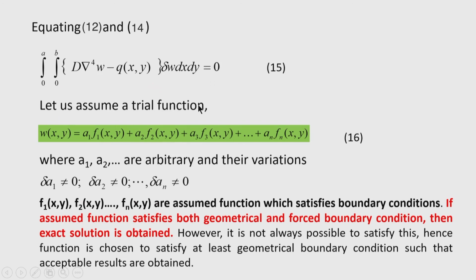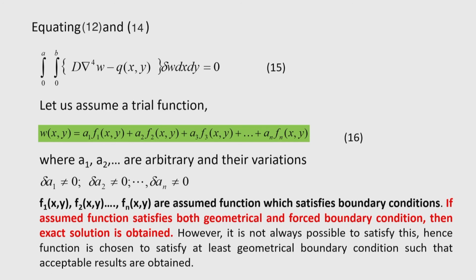So, now let us assume a trial function w(x,y) equal to a1 f1(x,y) plus a2 f2(x,y) plus a3 f3(x,y), and then up to nth term an fn(x,y). So, this is the assumed function for the deflection of the plate. This should be taken in such a way that the boundary conditions are satisfied. It is not necessary that the differential equation should be satisfied by the trial function, but at least the geometrical boundary condition must be satisfied. If it satisfies both geometrical and force boundary conditions, then the exact solution can be obtained.